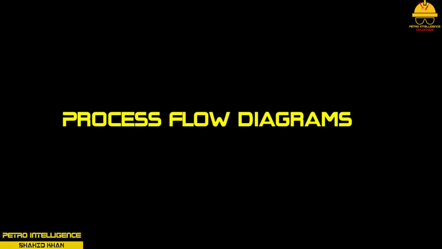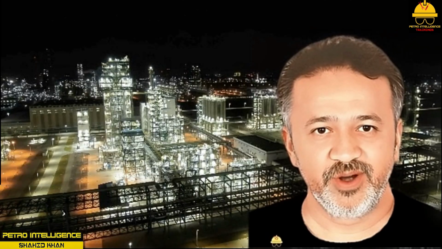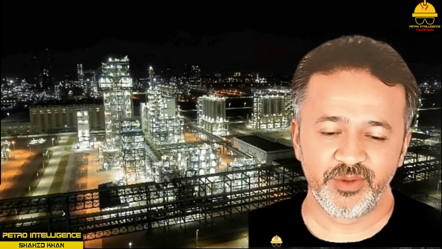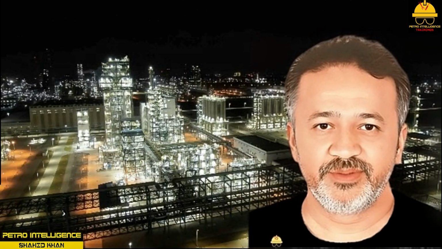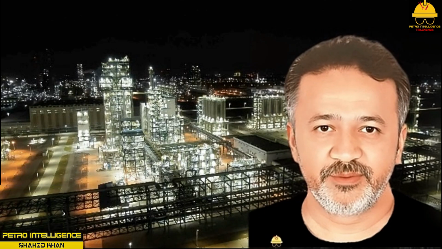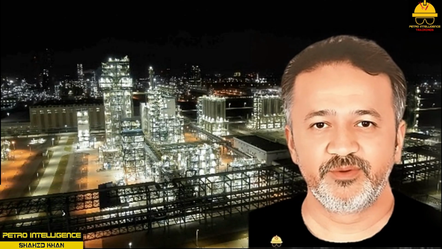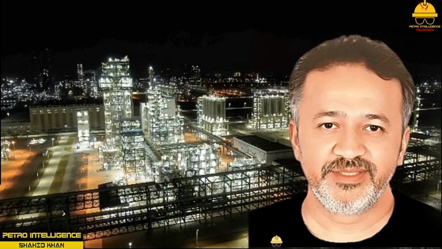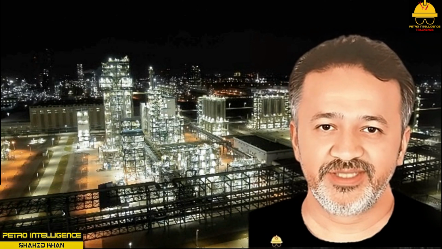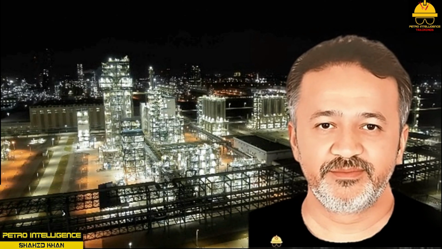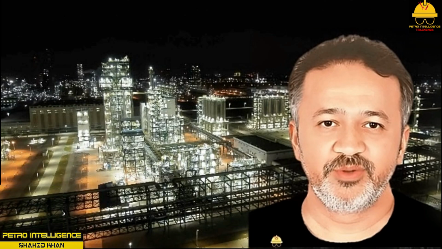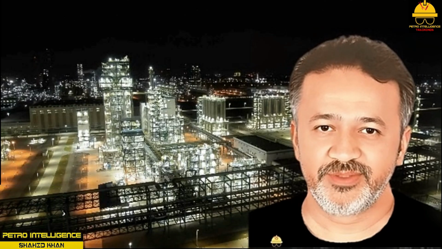Process flow diagrams. A process flow diagram is a simple illustration that uses process symbols to describe the primary flow path through a unit. A process flow diagram provides a quick snapshot of the operating unit. Flow diagrams include all primary equipment and flows.